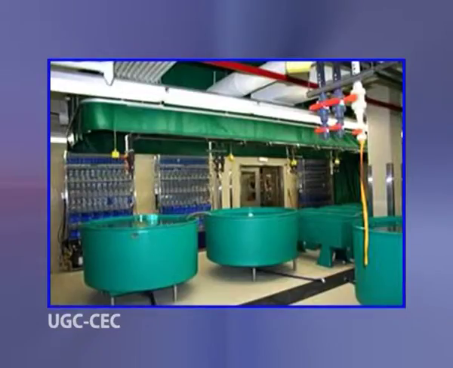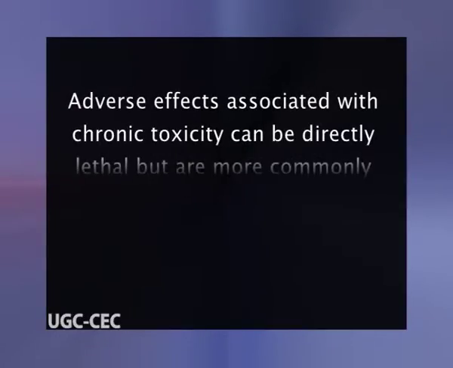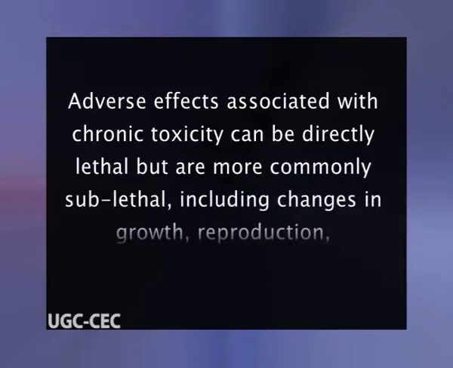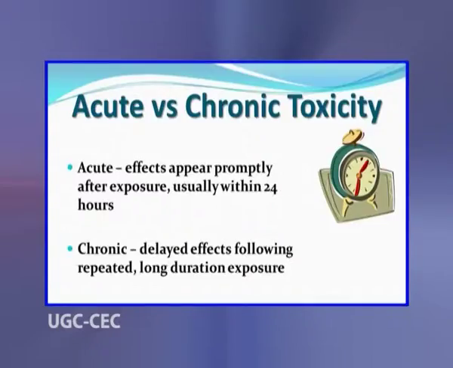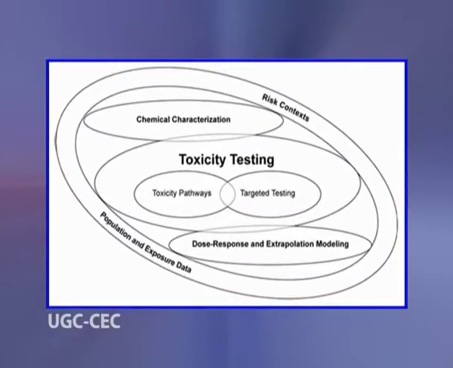Chronic toxicity, the development of adverse effects as a result of long-term exposure to a contaminant or other stressor, is an important aspect of aquatic toxicology. Adverse effects associated with chronic toxicity can be directly lethal but are more commonly sublethal, including changes in growth, reproduction, or behavior. Chronic toxicity is in contrast to acute toxicity, which occurs over a shorter period of time to higher concentrations. Various toxicity tests can be performed to assess the chronic toxicity of different contaminants and usually last at least 10% of an organism's lifespan.